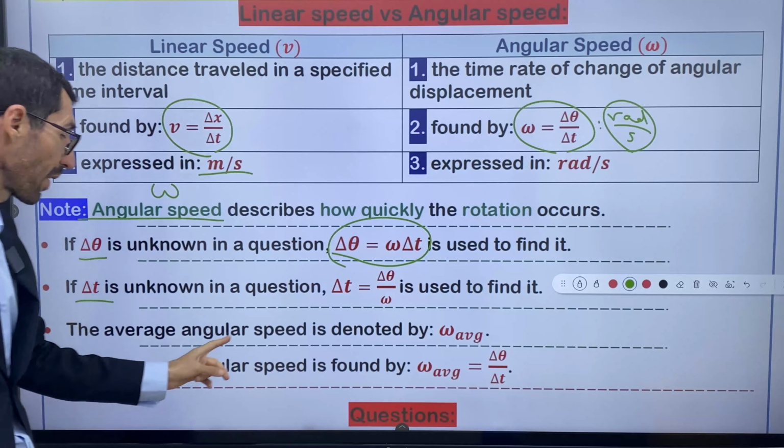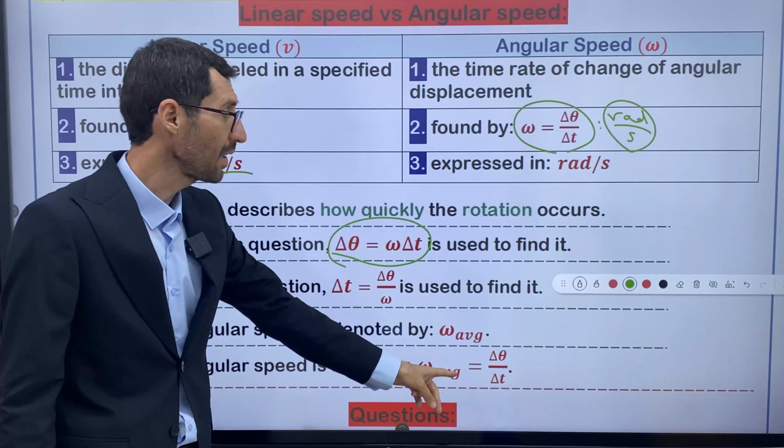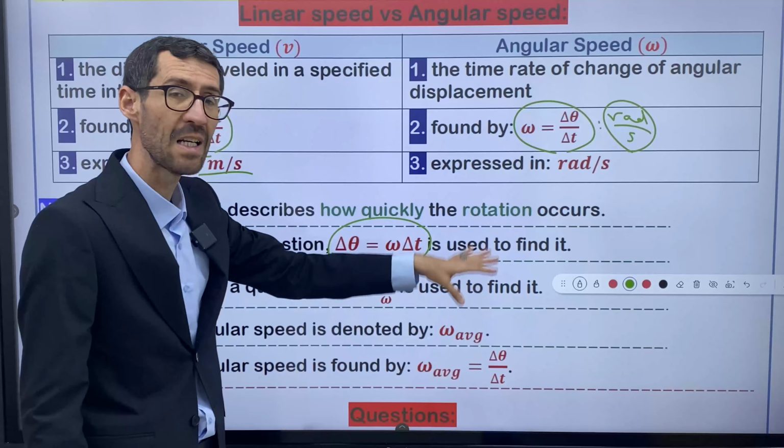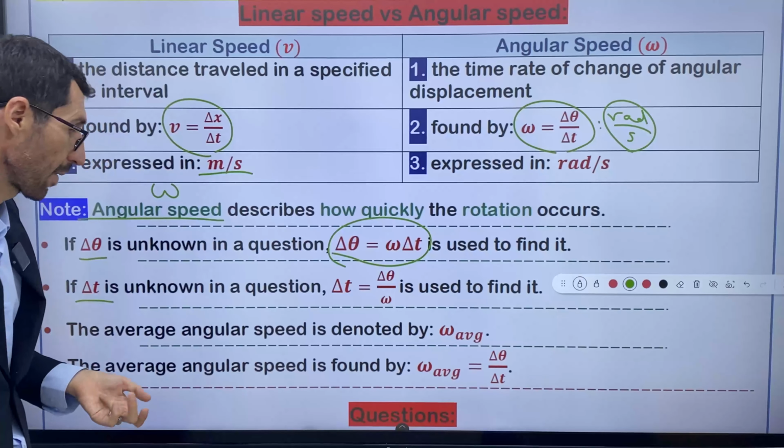The average angular speed is found by this equation. You see, it's the same equation, the same equation without any changing.